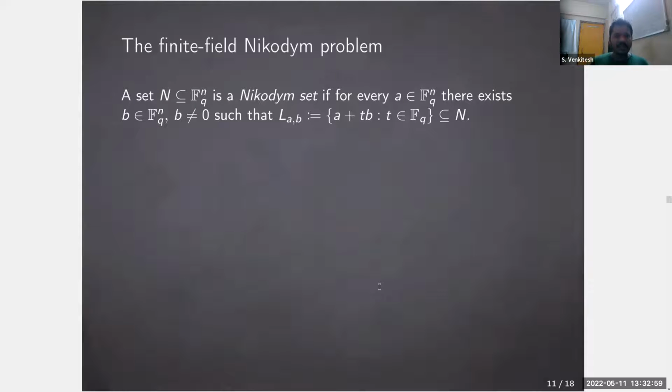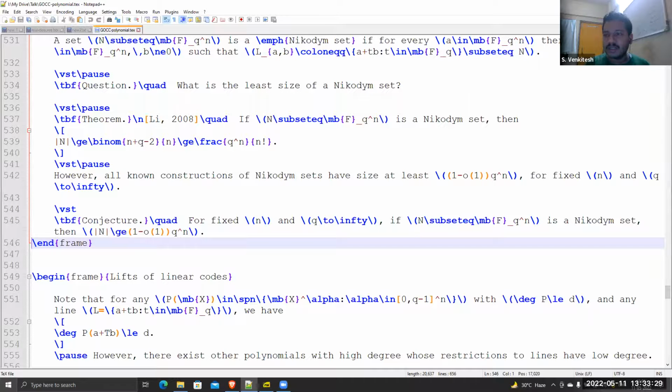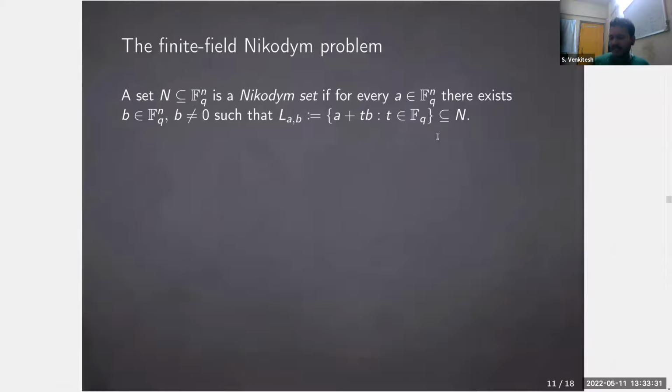So a set N in F_q^n is said to be a Nikodym set if for every point in the vector space, there is a direction d such that the line along that direction passing through the point is contained in the set. Okay, I have made a small error. It's almost contained in the set. So it's not contained in N. I could exclude a. So the line is contained in N minus a. Okay, so that's a small mistake. Sorry. So L minus a is contained in N minus a.